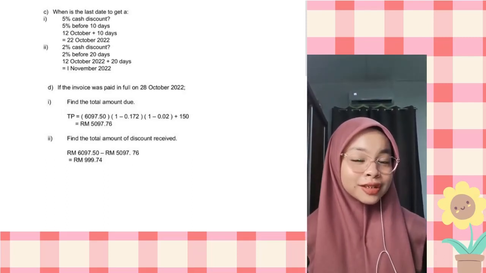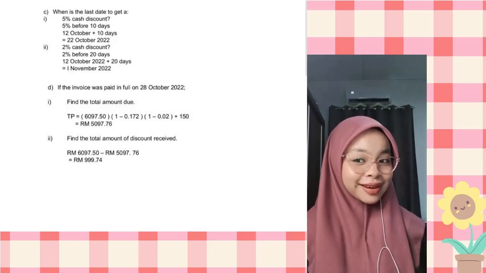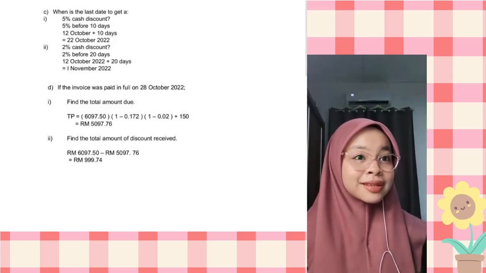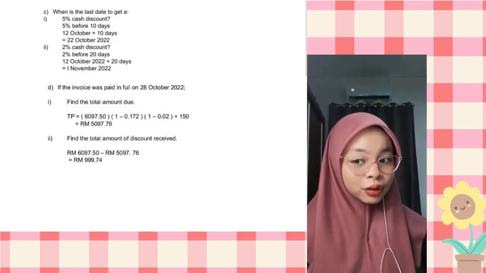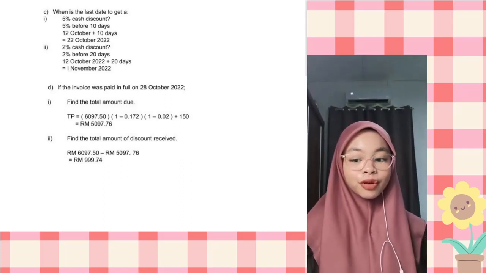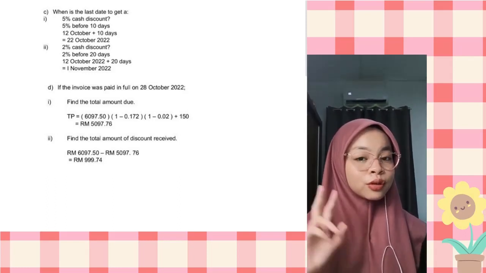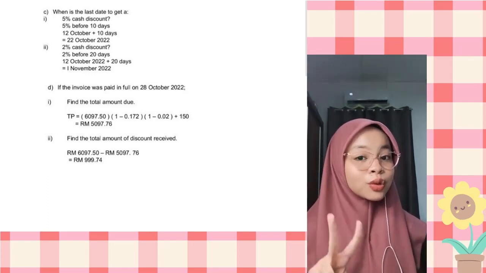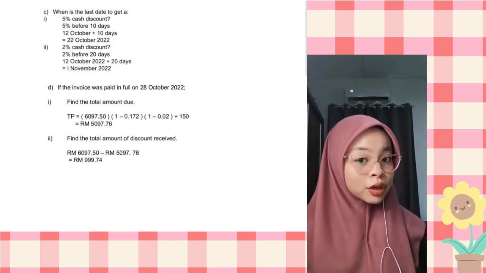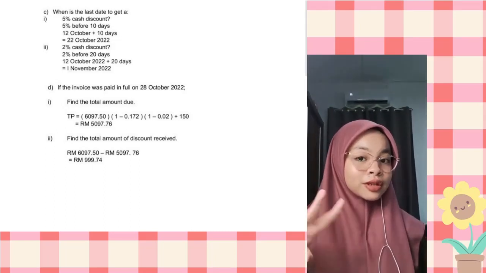For the answer to question C1, 5% before 10 days. 5% refers to 12 October, so 12 October plus 10 days, we will get 22nd October 2022 for the final answer. Apart from that, for question C2, 2% before 20 days. 2% refers to 12 October 2022, and we count 12 October 2022 plus 20 days, which gives 1st November 2022 for the C2 question.